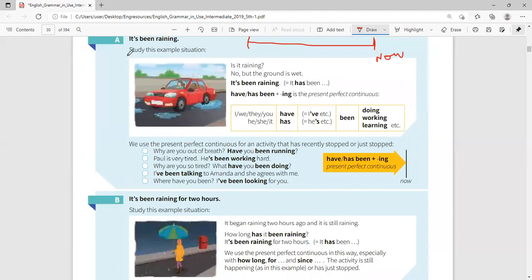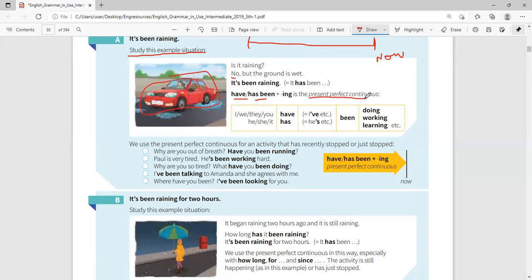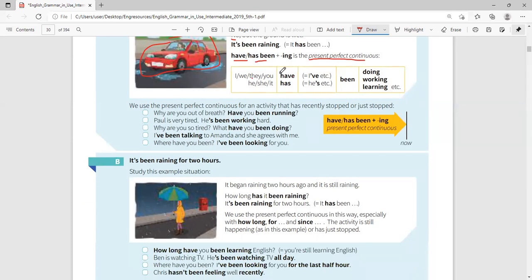It says, study this example situation. You can see someone driving here. This looks like Aisha. Is it raining? No, it's not raining, but the ground is wet. I can see the ground is wet. It has been raining. So has been plus ing, of course, is present perfect continuous. The rule is I, we, you have, or he, she, it has. She has been reading, it has been raining, like that.